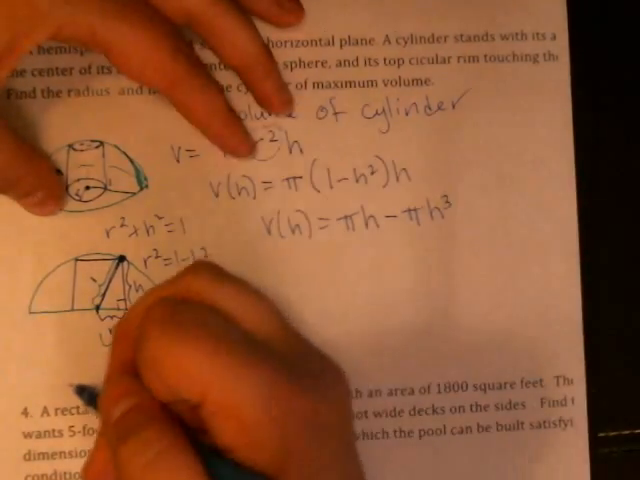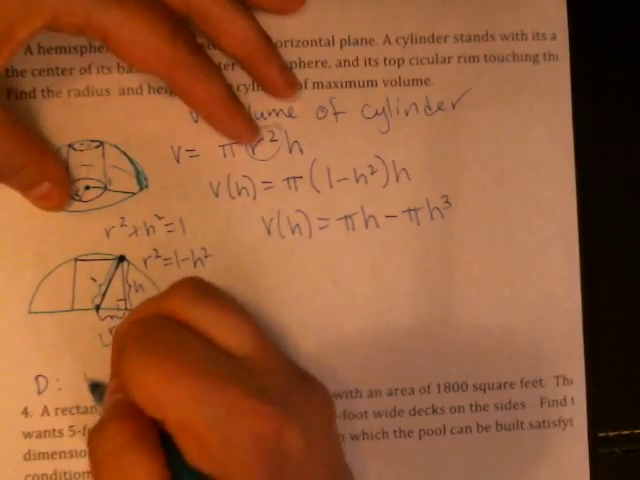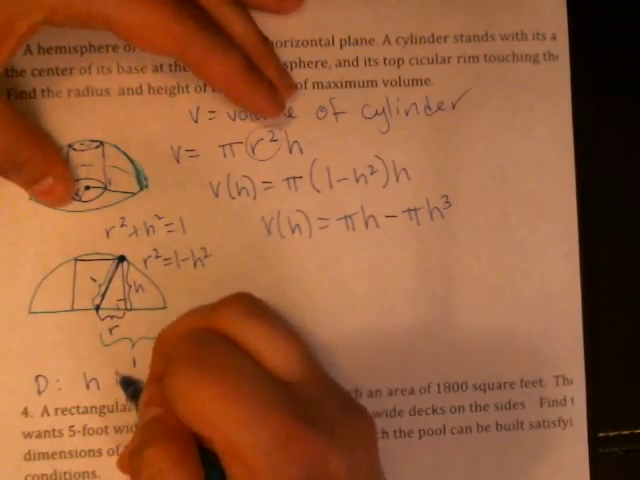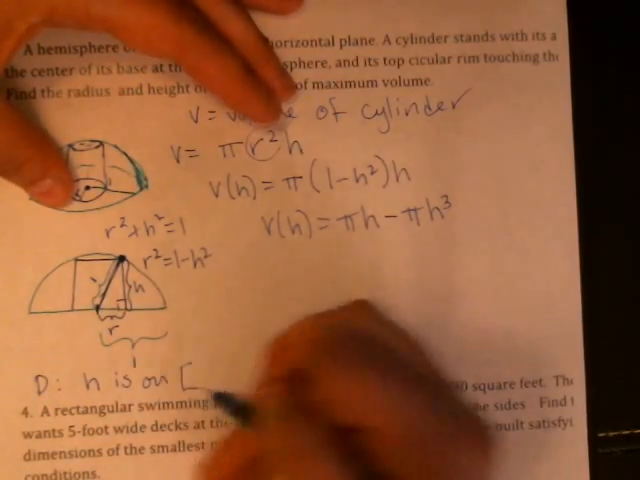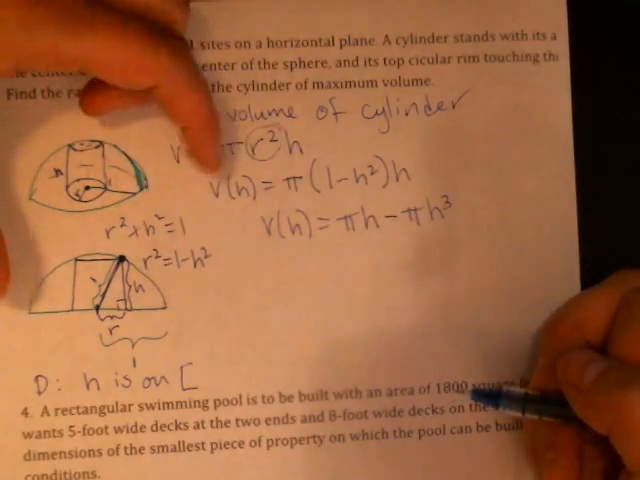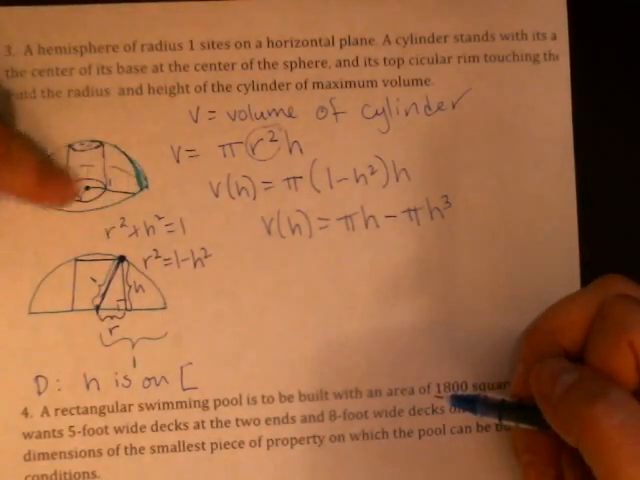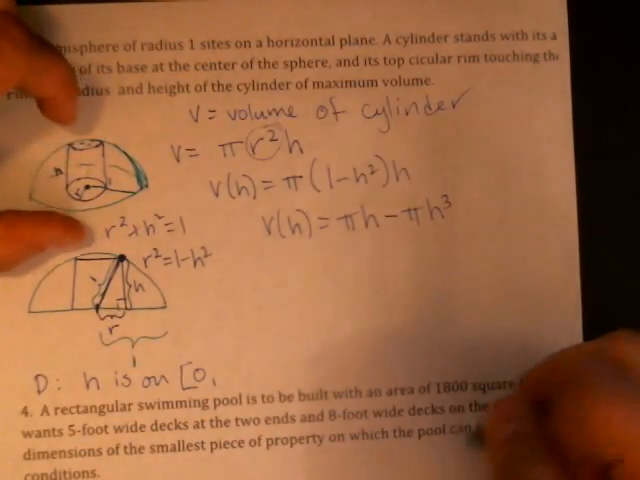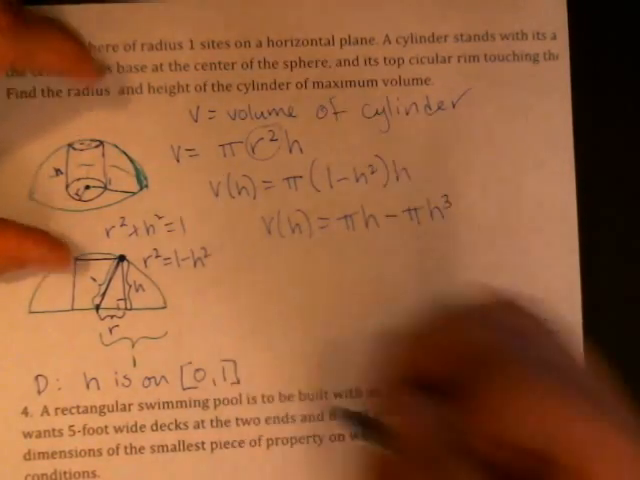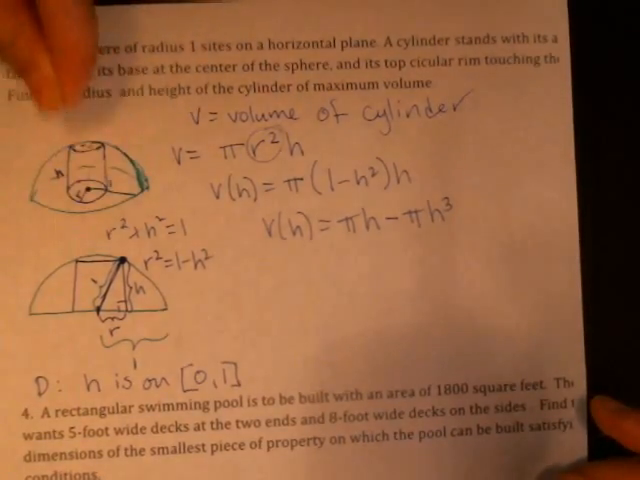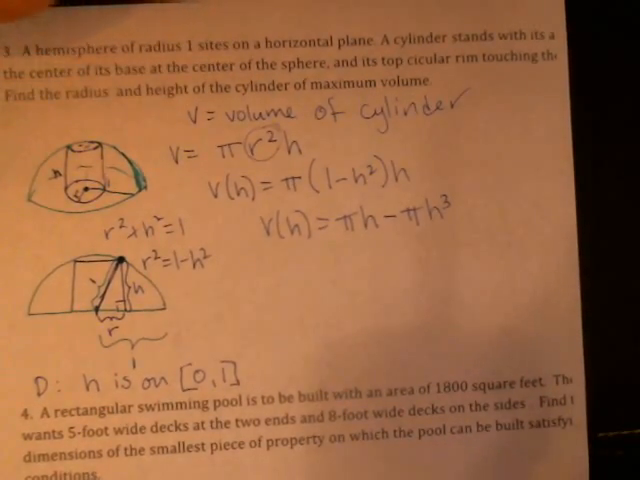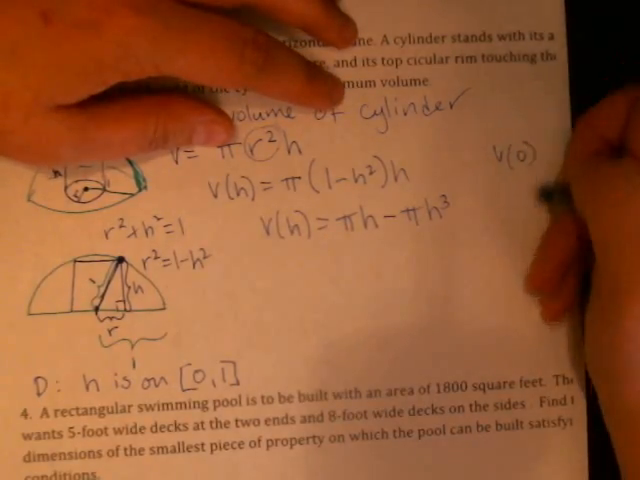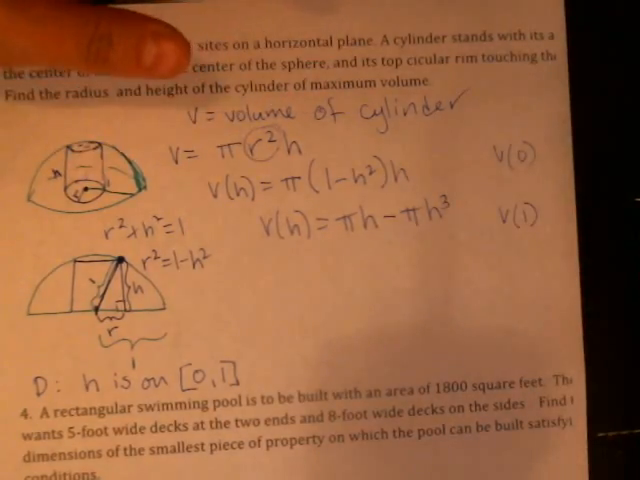We can think about a reasonable domain here. So the domain, this is H's. The smallest H could be is 0. It's a bad choice. Our cylinder flattens out into a circle, but that's the minimum. The biggest H could be is 1. Once again, a bad choice. Our cylinder has now just become a straight vertical line, but those are the extremes. So those are my endpoints. I'm going to need a V of 0. I'm going to need a V of 1.